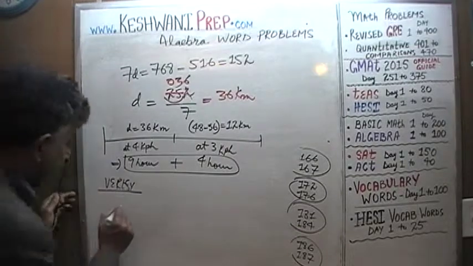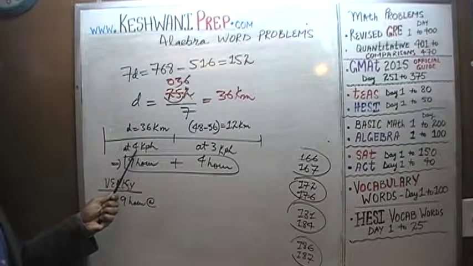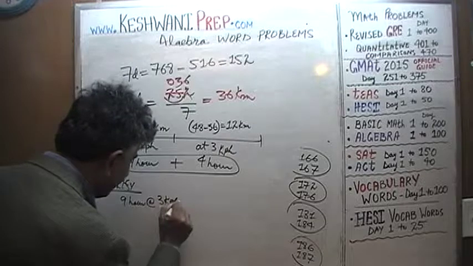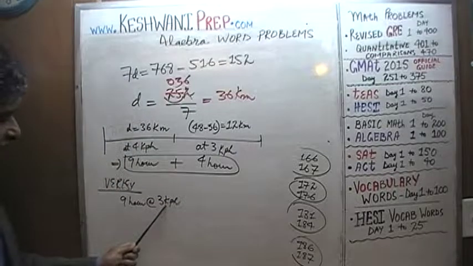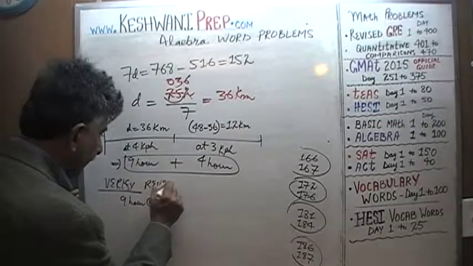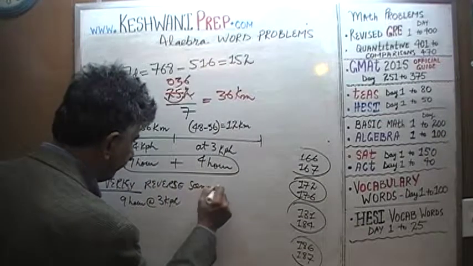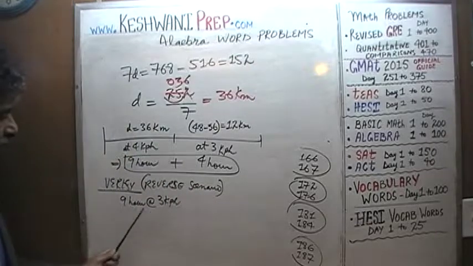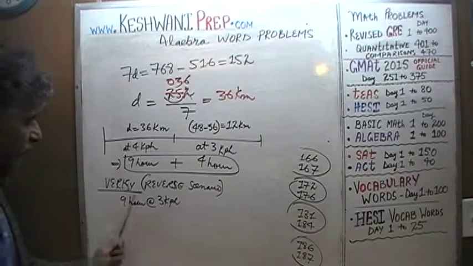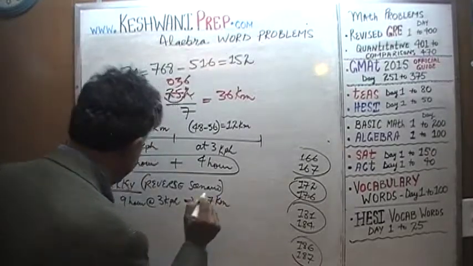We're going to go 9 hours, not at 4 kilometers per hour, but at a slower speed, at 3 kilometers per hour. Watch what happens. If you're going 9 hours at 3 kilometers per hour, which is the reverse scenario, that implies that you will go 27 kilometers.